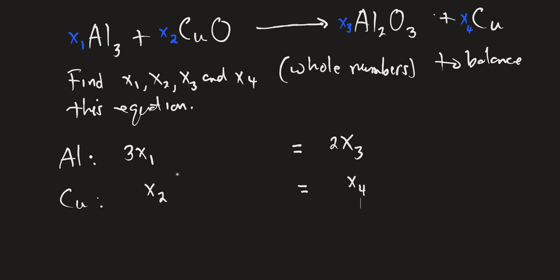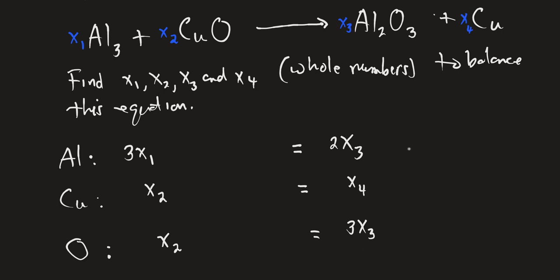And then we have one more element, oxygen, so O. On this side, we have 1 times x2 atoms of oxygen, so x2 there. And then what do we have on the right? For O, we have 3 times x3.